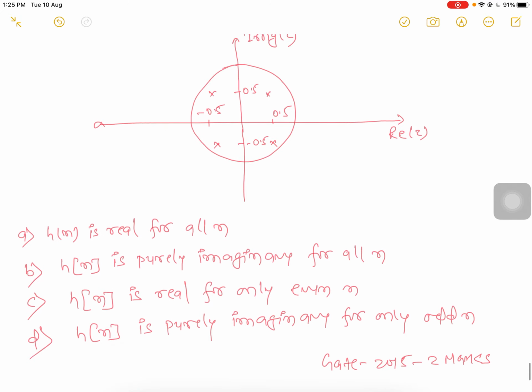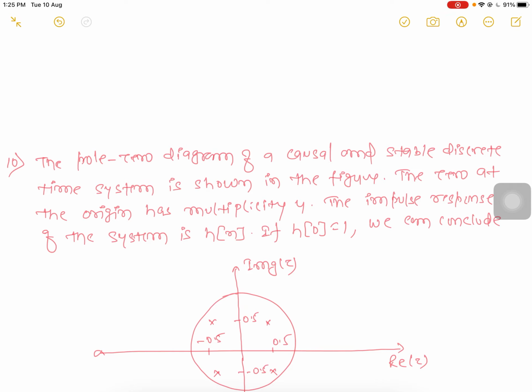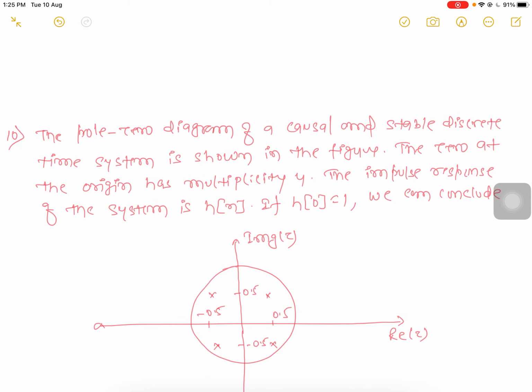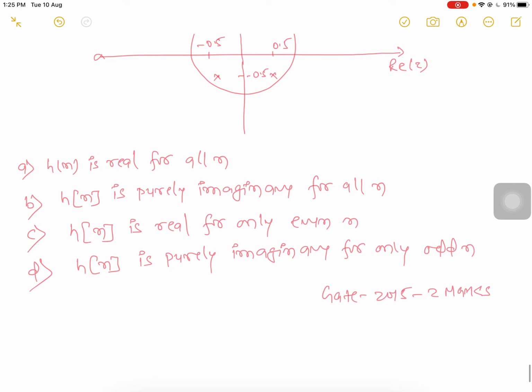Now comes to the next question. This one was asked in GATE 2015 for 2 marks. The pole zero diagram of a causal and stable discrete time system is shown in the figure. The zero at the origin has multiplicity 4. The impulse response of the system h[n], if h[0] is equal to 1, we can conclude: h[n] is real for all n; h[n] is purely imaginary for all n; h[n] is real for only even n; h[n] is purely imaginary for only odd n.